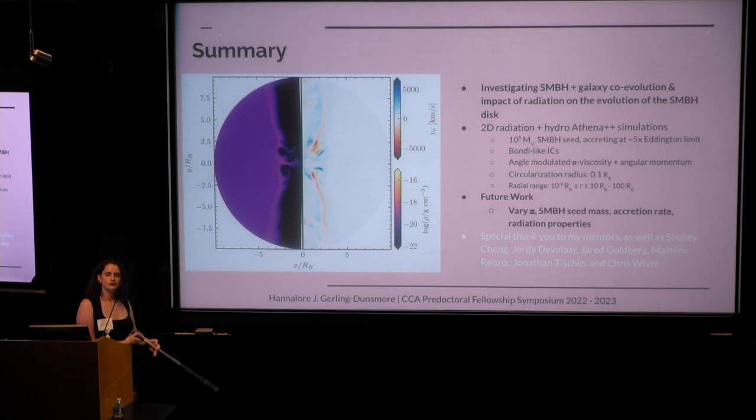Okay. Thank you. Very amazing, interesting. I wanted to ask, what would you expect from exploring the other parameter spaces? For example, I have an impression alpha viscosity is the most uncertain and arbitrary thing.